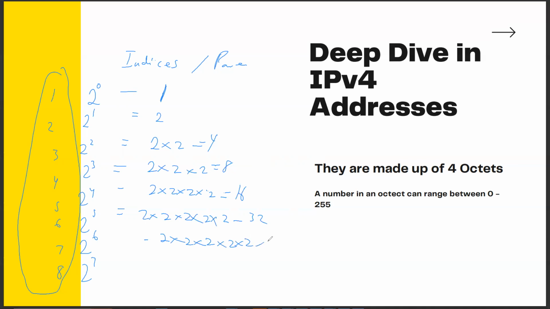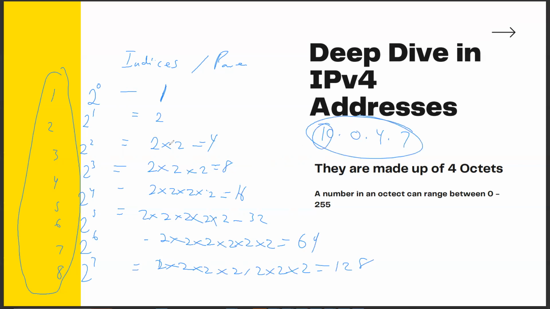I know I'm getting boring, but I just want to paint a picture. And then 2 power 7 is 2 times 2 seven times. That's 128. Now, in order for us to get any octet, so the 4 numbers, 10.0.4.7 or any number, for each number we can represent it with this block.